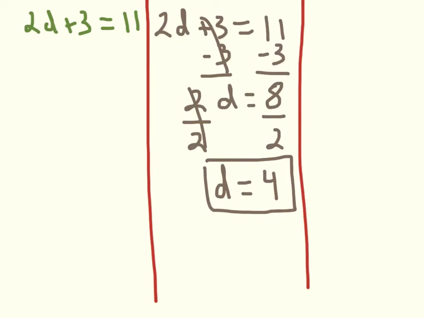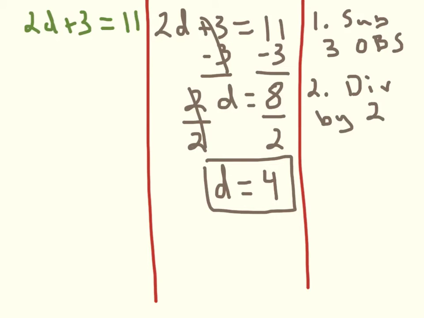Okay, so our steps. Our first step was to subtract 3, and then on both sides. I'm going to abbreviate that as OBS from now on. Subtract 3 on both sides. Then my second step was to divide by 2 on both sides. So what I was left with was d equals 4.